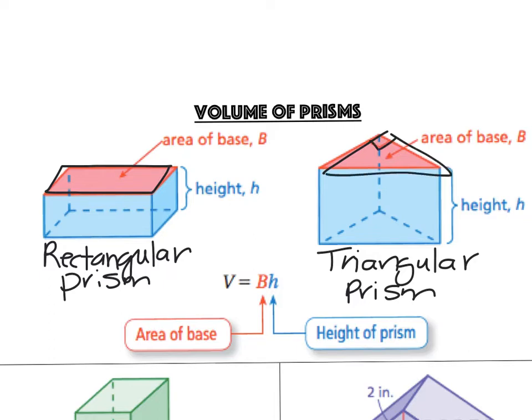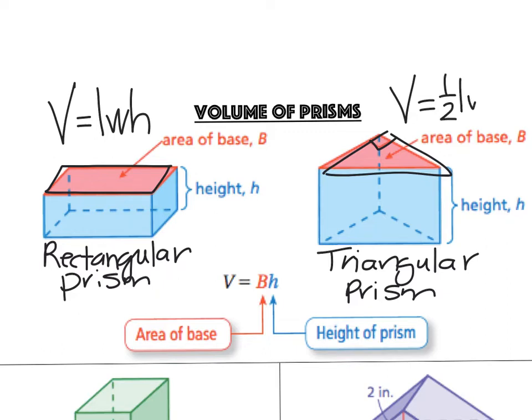So my formula for the rectangular prism is just length times width times height. So basically, we've just added a dimension that we didn't have before with area. And then this one, when we talk about area, it was 1/2 base times height or length times width. So this is just going to be 1/2 LWH. So these are the two formulas we're going to focus on today.